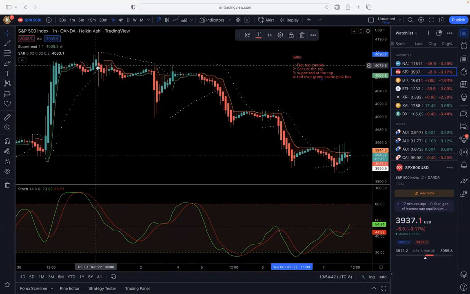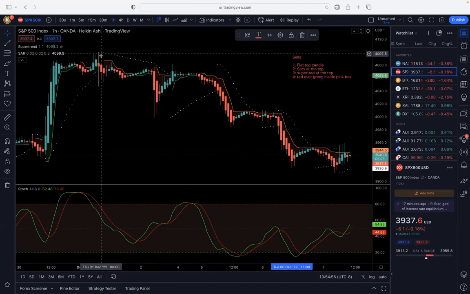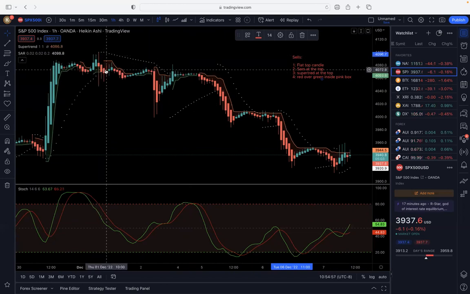So, first thing, flat top candle. Do we have it here? No. Do we have it here? No. Do we have it here? Yes. Okay, so we got a flat top candle. Super trend at the top. Is the super trend at the top? No. So we don't have that. We need the super trend at the top. Super trend is at the top here, but there's no flat top. So let's just move over here.